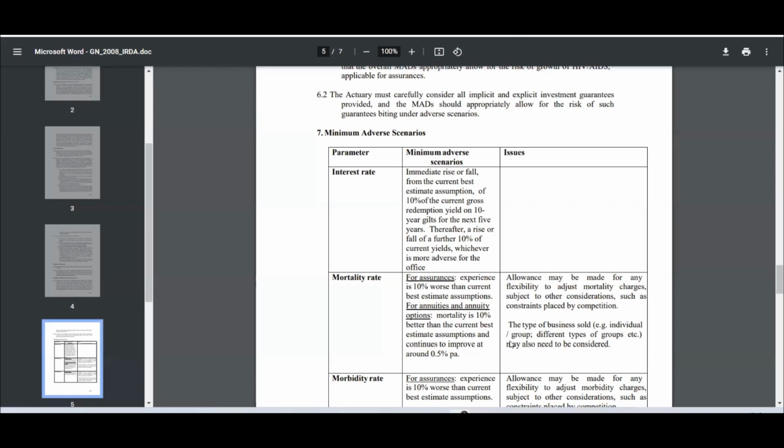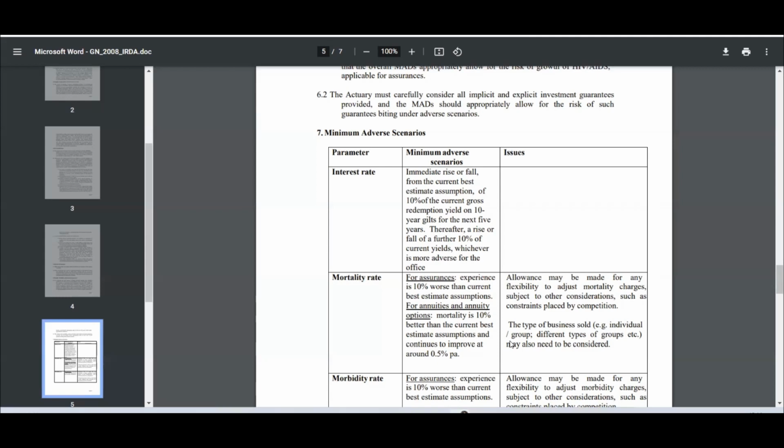So anyway, coming back to the topic, it would be 10% of the current best estimate assumption of the gross redemption yield for the next 5 years of a 10-year gilt. A gilt is the treasury or the bond that is issued by the government. And further, there would be a 10% increase or decrease for the next 5 years. Right. So now moving on to the mortality.